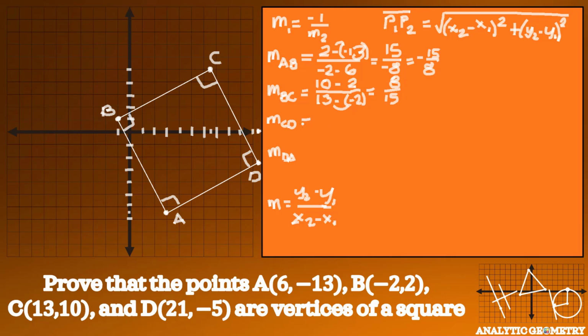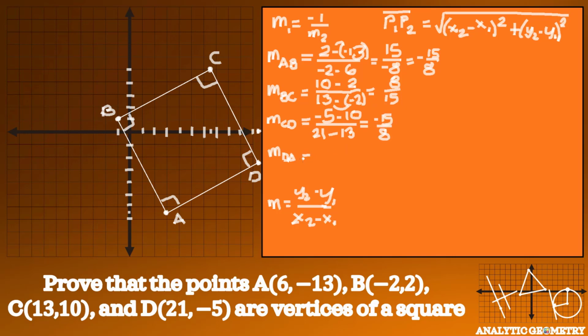But let's try to continue with CD. Let's have D as our second point. So y sub 2 is negative 5 minus, we have here 10, that's your y sub 1. Then your x sub 2, which is 21, minus your x sub 1, which is 13. This is negative 15 over 8 as well.